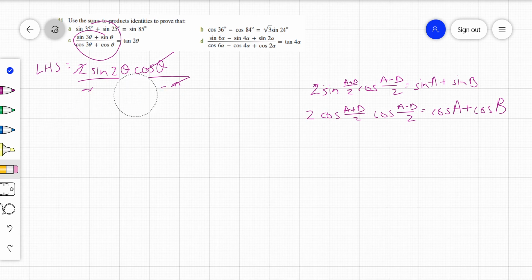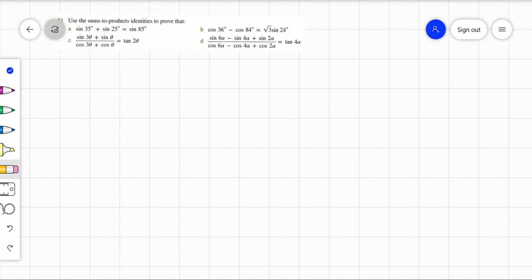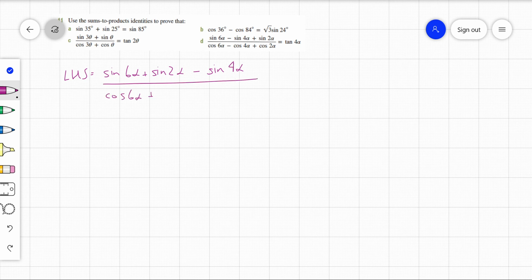All right, so let's look at D being probably the most challenging. So the trick with D is to put the sine 6 alpha with the sine 2 alpha, so the edges, and keep the sine 4 alpha separate. Same with the bottom, cos 6 alpha, put it with the extreme ones, so cos 2 alpha, and keep the minus cos 4 alpha separate, right? We're looking for a tan 4 alpha, so that's another kind of hint. We're going to keep the 4 alpha separate.